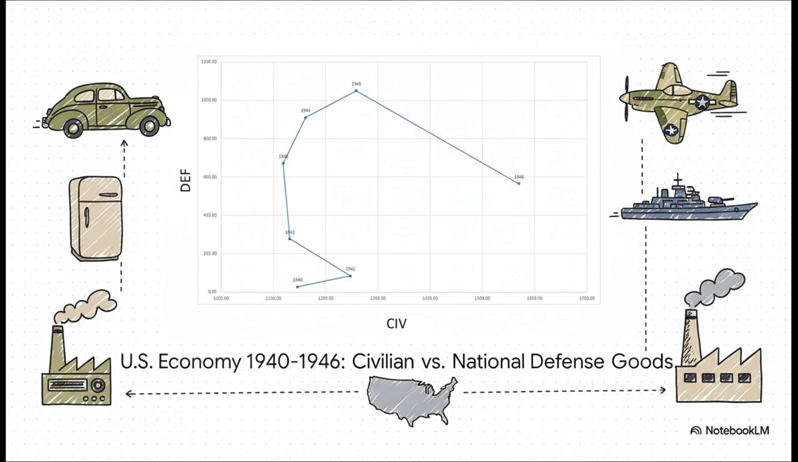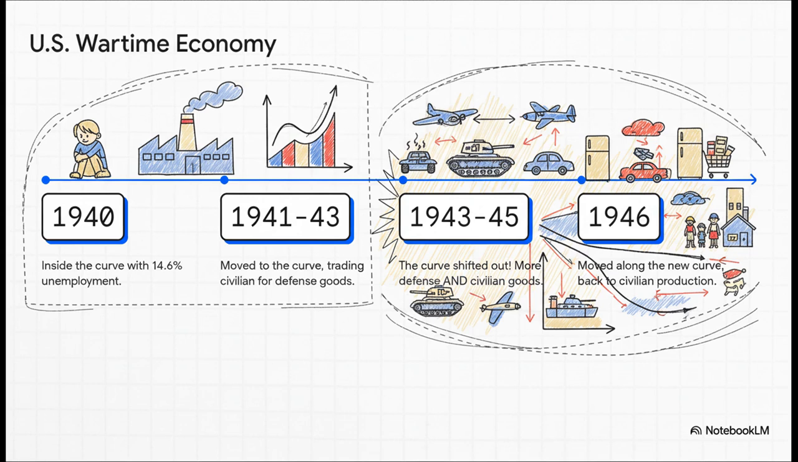This isn't just a textbook example anymore. This is what actually happened. So let's follow the story, year by year. We start in 1940. The country is still reeling from the Great Depression with a huge unemployment rate of 14.6%. So where are we on our graph? We're way inside the frontier. We're inefficient.